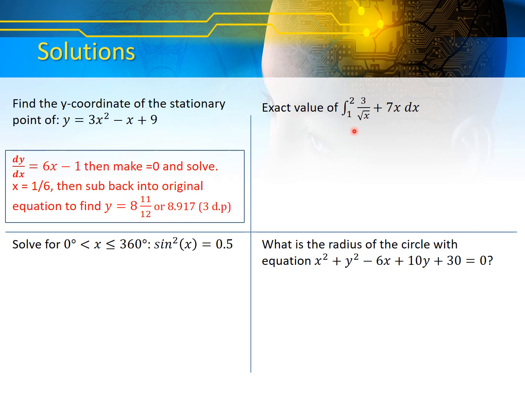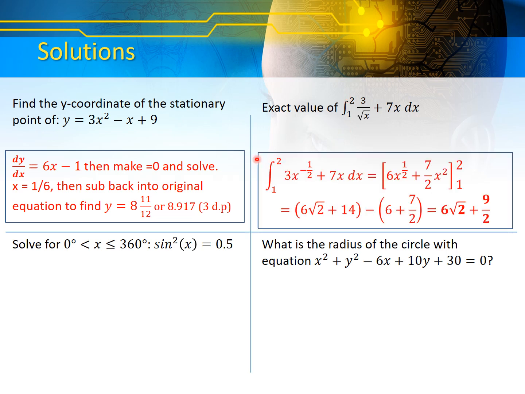Next one, we've got an integration again. This time we've got a definite integration, so between two values. I suggest you rearrange it first to make it with your indices. Then you need to make sure you're using your square brackets once you've integrated. Substitute your numbers in, and I've left mine as 6 root 2 plus 9 over 2. You could have had 6 root 2 plus 4.5, but you need to leave the root 2 as it is. It does say the exact value, so you need to leave the root 2 part in there. No decimals at this point, apart from the 4.5 potentially at the end.